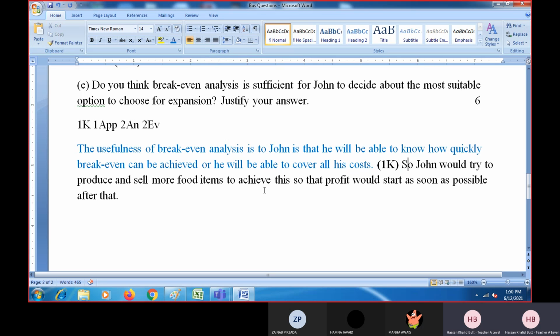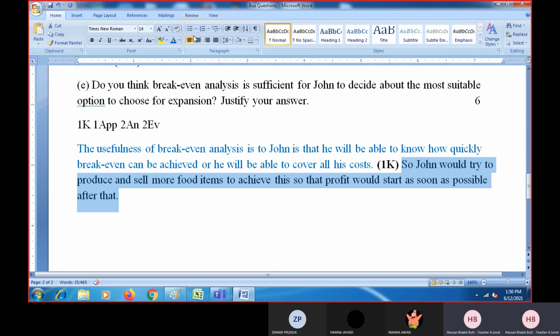Right now, after that, John would try to produce and sell more food items to achieve this. Okay, all right. So that further explanation, so that profit would start as soon as possible. So you need to extend your explanation. You cannot stop at the point where I wrote John would try to produce and sell more food items to achieve this. So I further extended that. This is a good way to make connections. Extend your point further and take it to the end. And what is the end? Obviously profit. So that profit would start as soon as possible.